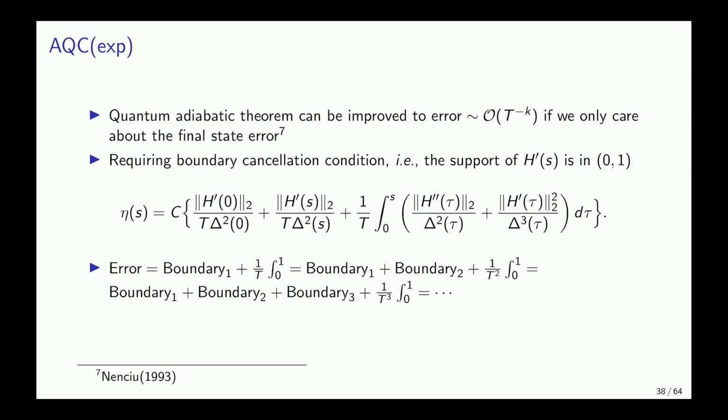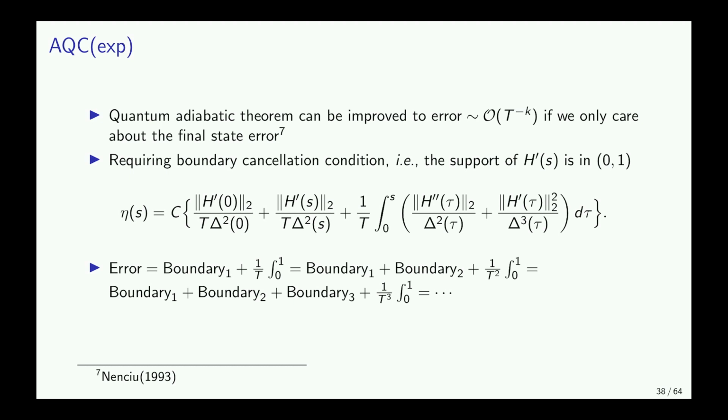I should say that this high-order convergence in the adiabatic theorem does not hold in general. That is, if you just give me an interpolation function f of s, the best scaling that you can get for a general function is just 1 over T. But if my interpolation function satisfies some nice condition, then you can further reduce your error. This condition is called the boundary cancellation condition. The boundary cancellation condition is defined to be that the support of the derivative of my Hamiltonian is within the open interval 0 to 1.